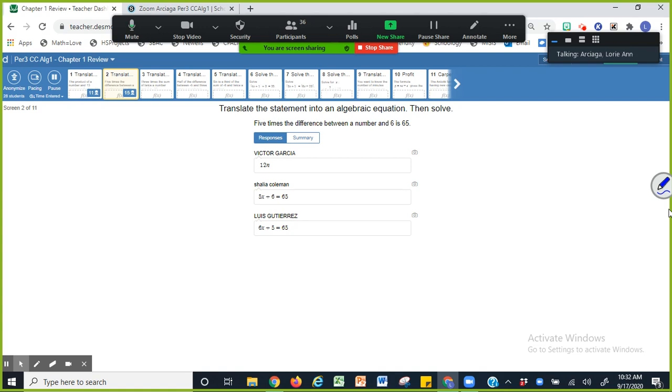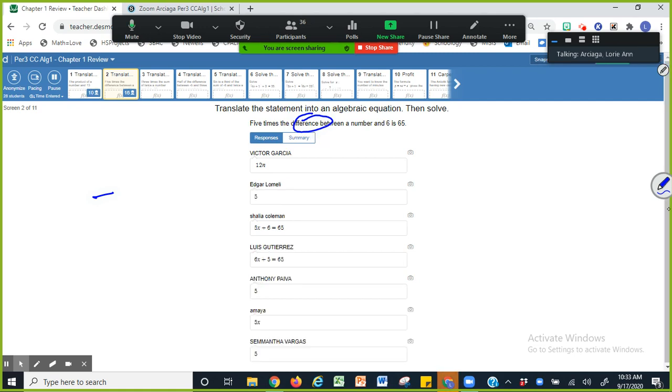5 times the difference. So when you see the word difference, it means it's subtraction, right? Okay, now the difference of what? The difference of a number and 6. So first you have to represent this portion, the difference between a number and 6. So that should be together in one grouping symbol. So let's say x or n, however you want it, minus 6, right?